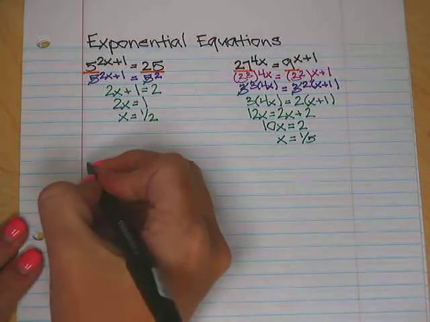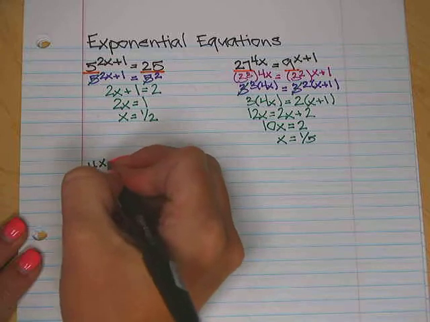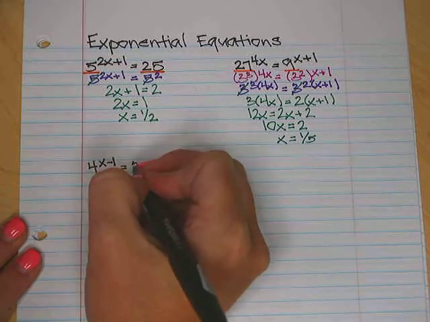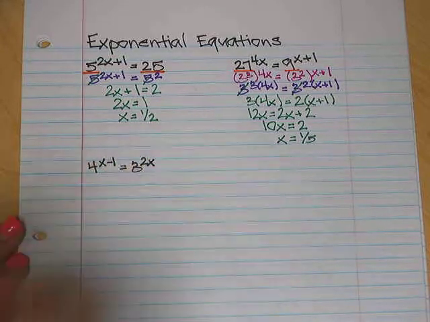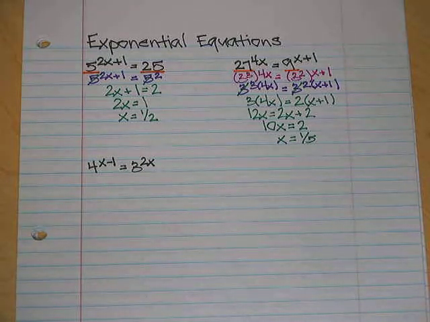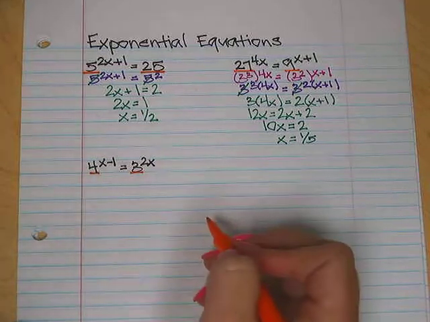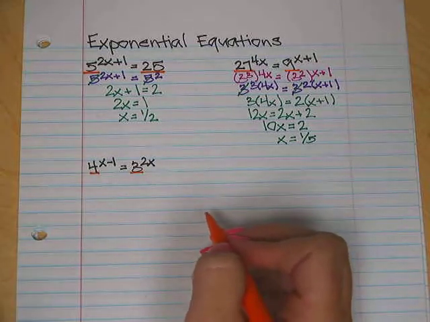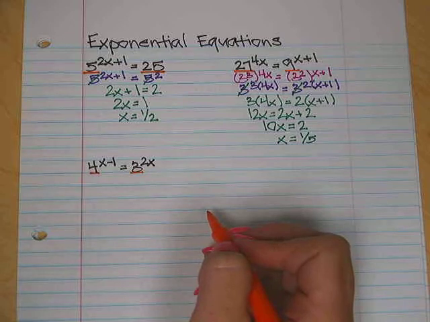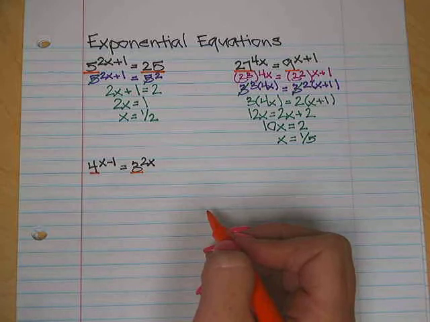Well, now let's look at something that's a little more tricky. If I have 4 to the x minus 1 equals 3 to the 2x. So when we look at these bases, we know immediately that we cannot equate our bases. We cannot write both 4 and 3 as something to a power, with that something, the base, being the same for both sides. So what we're going to do is take the log of both sides.